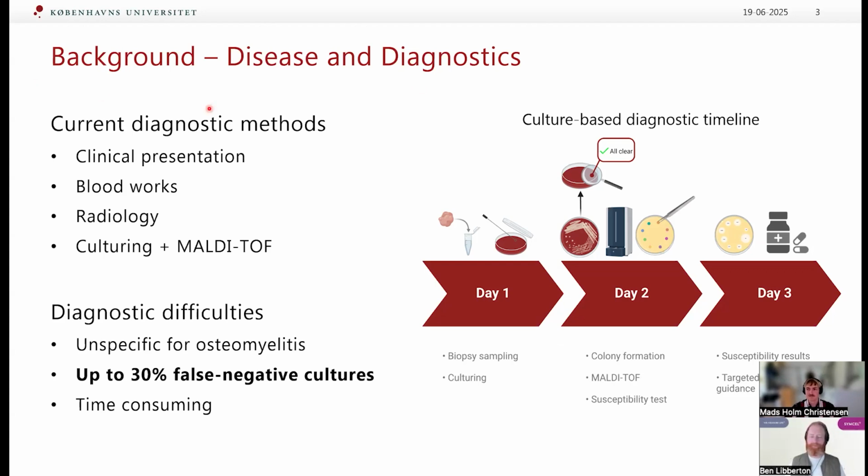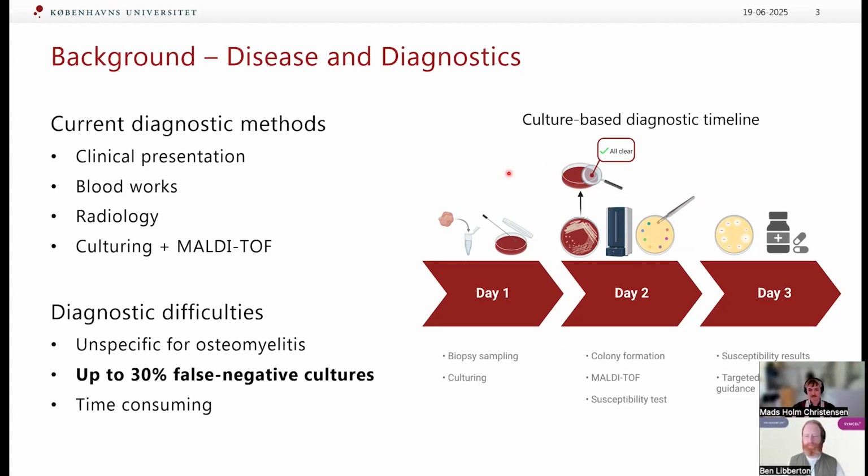And if you look to the right, I've tried to create a timeline of the ideal scenario from when you obtain the patient biopsy and you do the culturing. If it's a fast-growing bacteria, then you'll have a culture result the day after. You can identify the species by MALDI-TOF. You can do your susceptibility testing. And on the third day, you will probably have a response on the antibiotics. And then you can start a more or less targeted treatment towards what you find. So this is the ideal scenario.